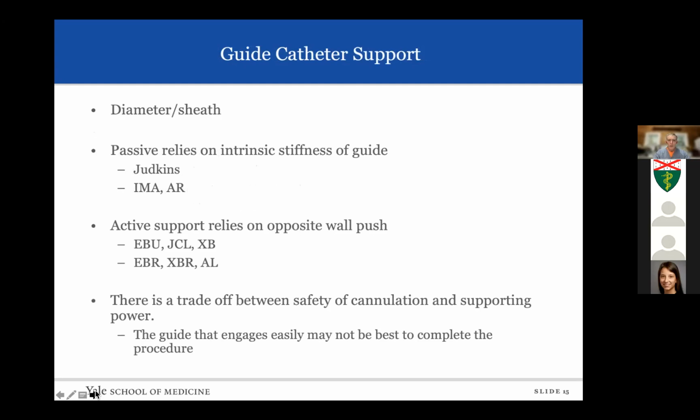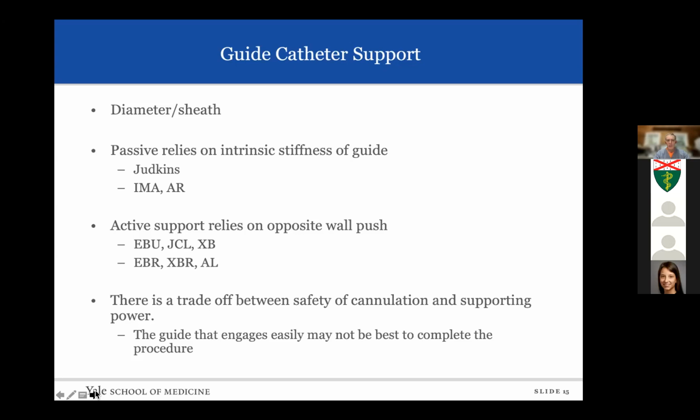So we use guide catheters to support what we're doing. It's to get the gear there and to support it going to where we need it to go. So that's related to both the diameter of the guide and the length of the sheath. So there's really 2 kinds of guide support, passive and active. Passive just relies on the intrinsic stiffness of the guide. So the Judkins guides are typical examples of that.